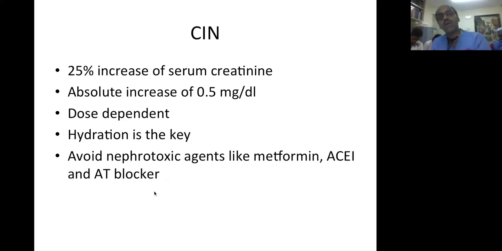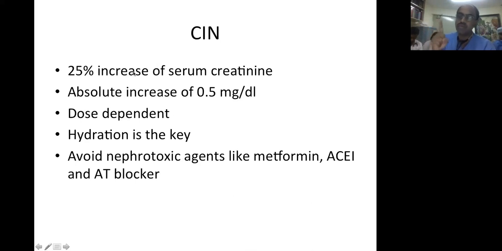Now, what is the importance of knowing about this osmolarity? The higher the osmolar the contrast, the more contrast-induced nephropathy may happen. Because it basically will alter the medullary concentrating ability of the kidneys and it will lead to contrast-induced nephropathy. The definition of contrast-induced nephropathy is a 25% increase from the baseline serum creatinine level.